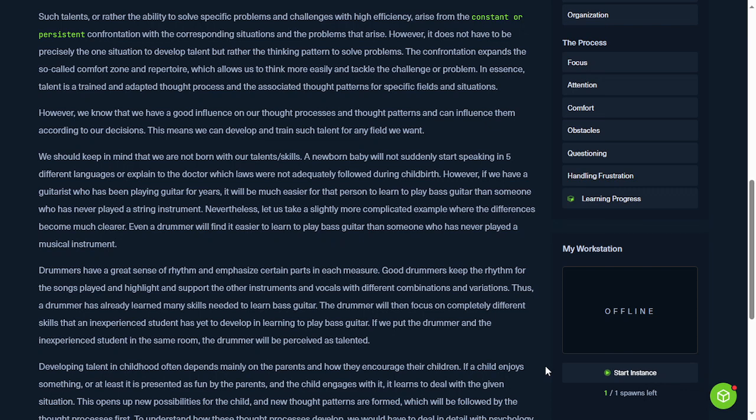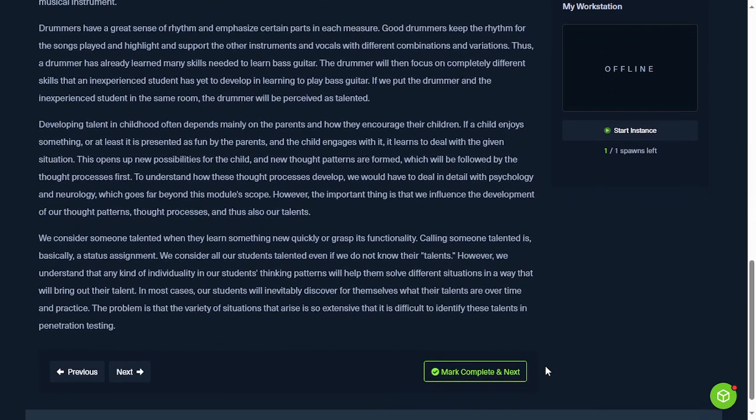However, if we have a guitarist who has been playing guitar for years, it will be much easier for that person to learn to play bass guitar than someone who has never played a string instrument. Nevertheless, let us take a slightly more complicated example where the differences become much clearer. Even a drummer will find it easier to learn to play bass guitar than someone who has never played a musical instrument.